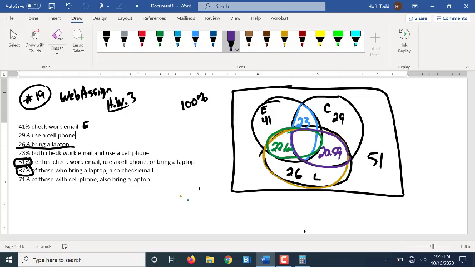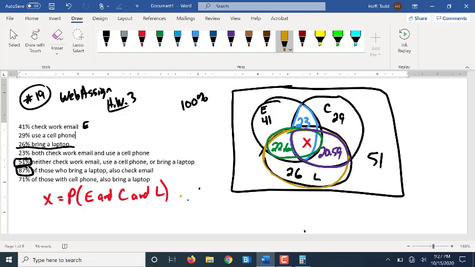Well, we can see at the heart of all this is this overlapping section here. In the middle here, that is section X. We need to figure out what X is. That X represents the ones that have all 3. They check their email and they have their cell phone and they have a laptop they're using to stay in touch with work. We've got to figure out what X equals. This is not a simple problem. It's a very complex algebraic issue here.